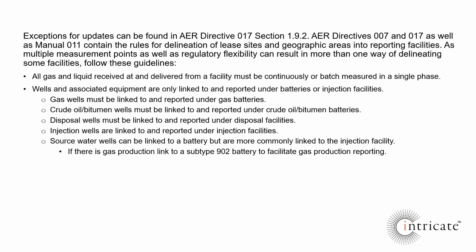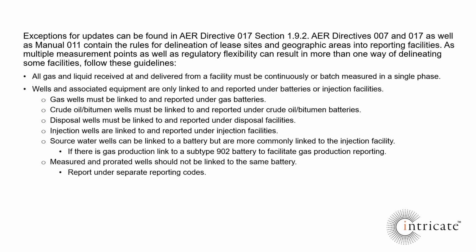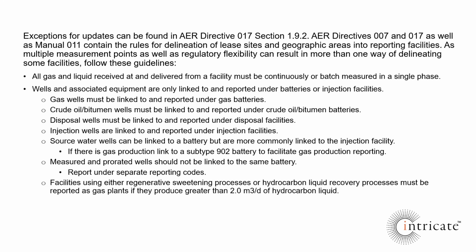If there is a gas production, it is linked to a subtype 902 battery to facilitate gas production reporting. Measurement and prorated wells should not be linked to the same battery. Report under separate reporting codes. Facilities using either regenerative sweetening processes or hydrocarbon liquid recovery processes must be reported as gas plants if they produce greater than 2.0 cubic meters per day of hydrocarbon liquid.